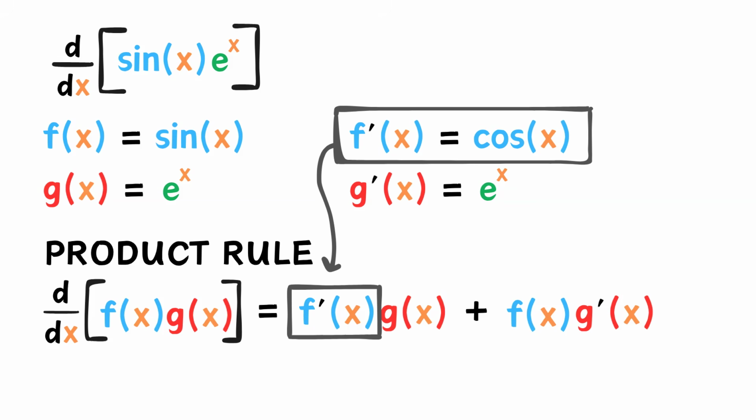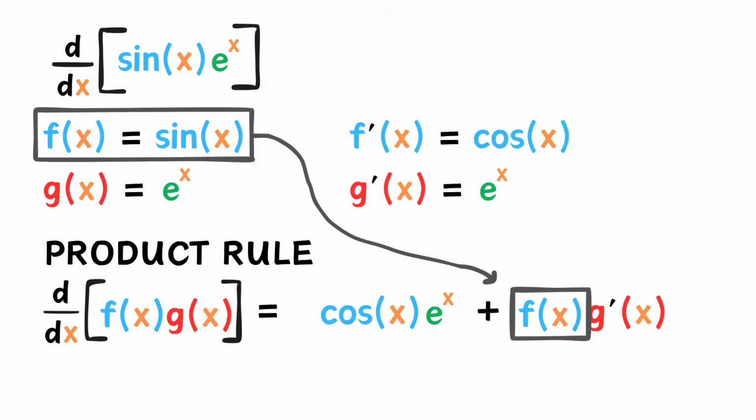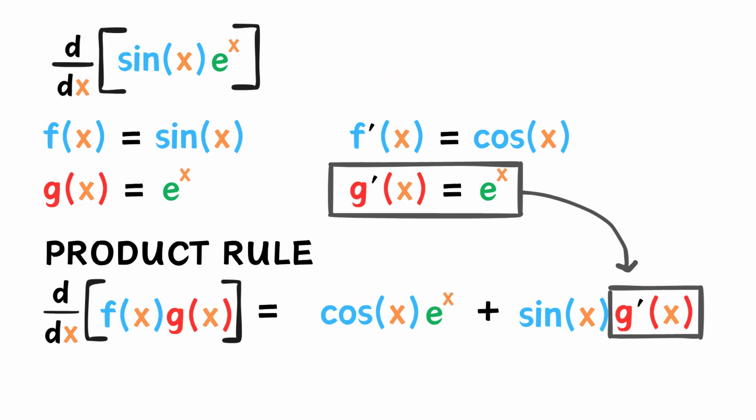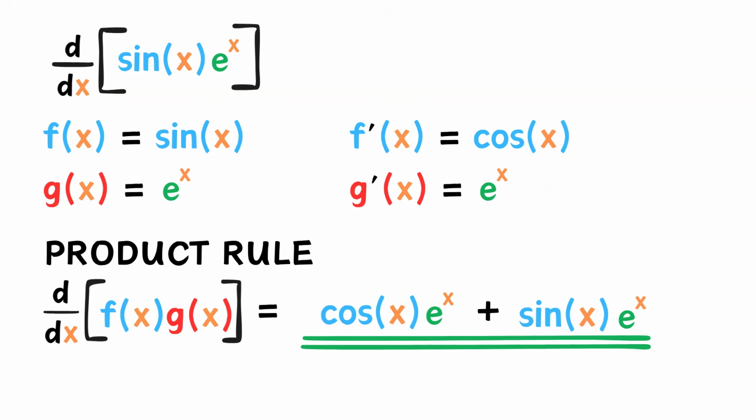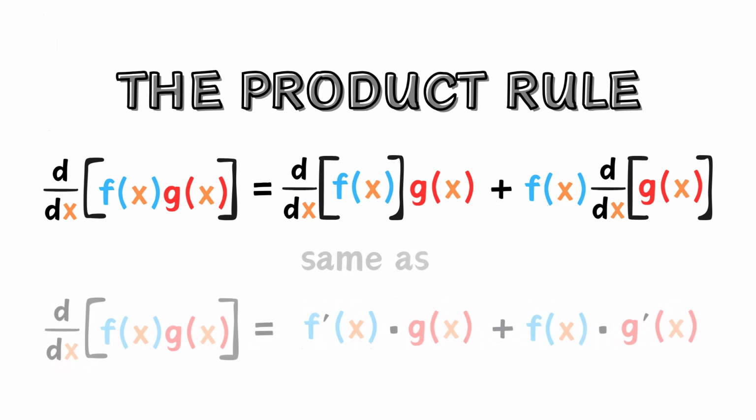The derivative of f of x is cosine of x, g of x is e to the power of x, f of x is sine of x, and the derivative of g of x is e to the power of x. So we have cosine of x times e to the x plus sine of x times e to the x, and that's our derivative. And there you go, that's the product rule, a simple formula that you can use to find the derivatives of the product of functions.